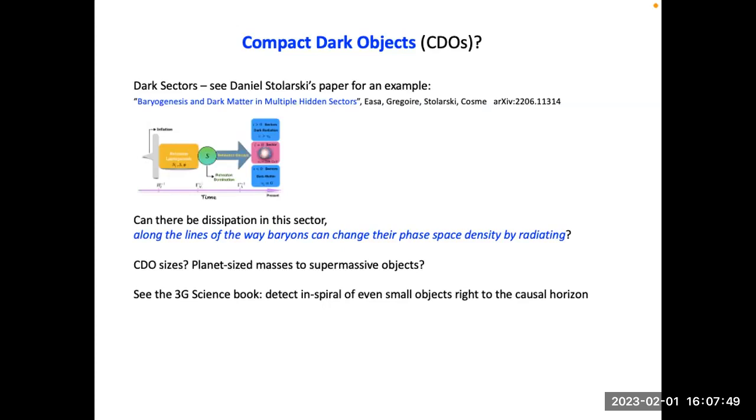I love it. Yeah. I want you to think about it, it'd be fun to talk about this, Anna. One slide I didn't show here was this idea about compact dark objects. If there are dark sectors, we have a visitor here in the particle theory group, Daniel Stolowski, who my group is talking with, who has a paper with a nice example of hidden sectors, dark sectors. There you might have dissipation in these dark sector particles, and you might form gravitational potential wells that then accrete baryons.